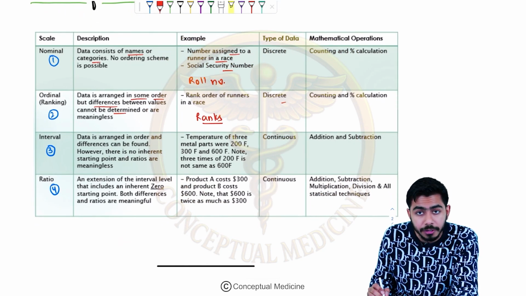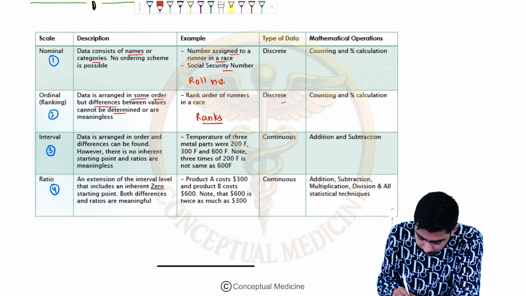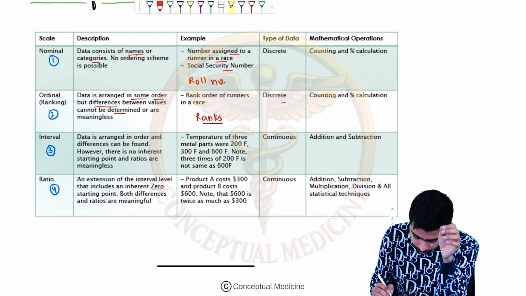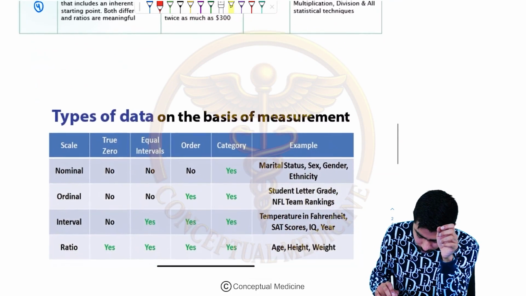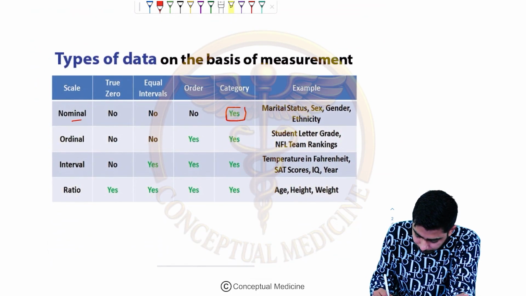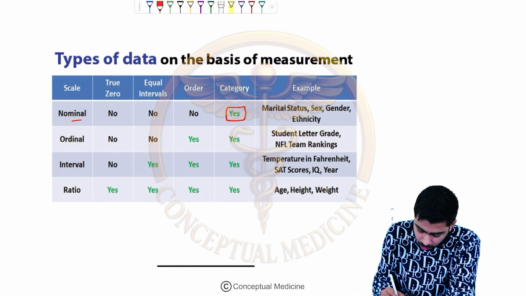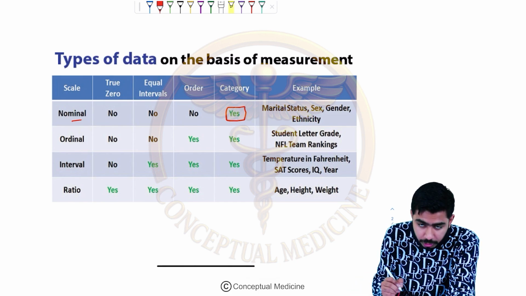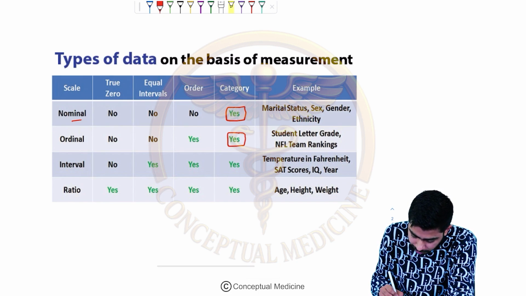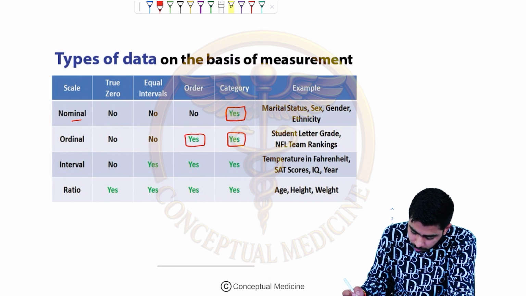The third one is the interval data. In interval data, we are saying data is arranged, so category is also there, order is also there, right? Now, look over here at the nominal one: there is category, but order is not there, equal interval is not there, and true zero is not there. In the ordinal we saw that there was category and there was order also. We talked about the nominal example.